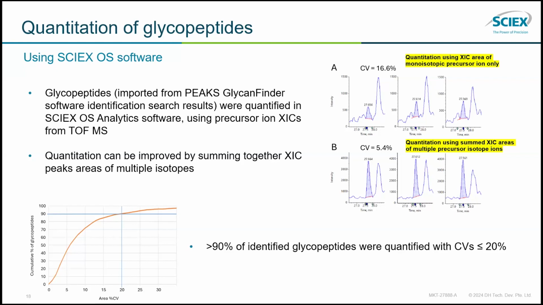So doing that, I got a CV of less than 20% for more than 90% of all these identified glycopeptides, which was pretty good, I think, considering it's just on the TOF MS data, right? What you can also do for the somewhat lower abundant glycopeptides is sum isotopes, right? So you can set up the quantitation software to do that for you. Once you have that done in the method, it will do it automatically on every sample for you. And as you can see here, it very nicely increases the signal to noise ratio by just summing the multiple isotopes from a glycopeptide.